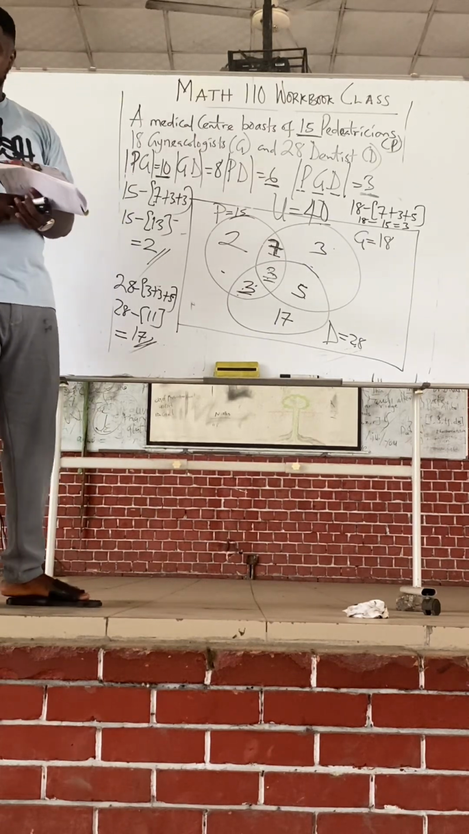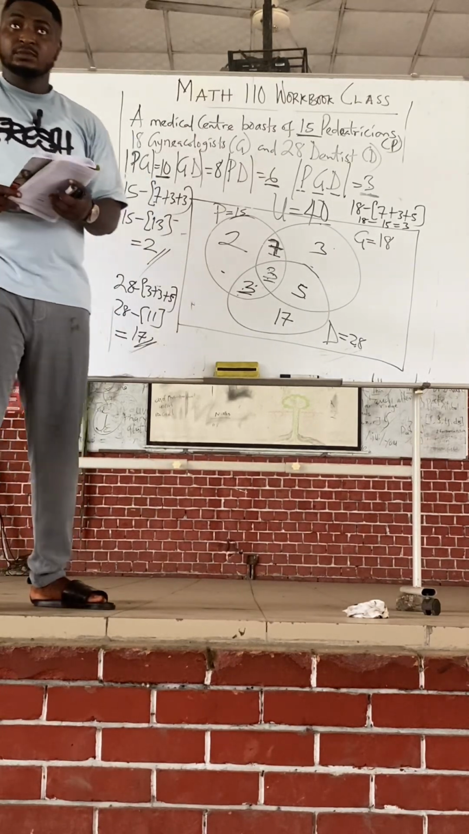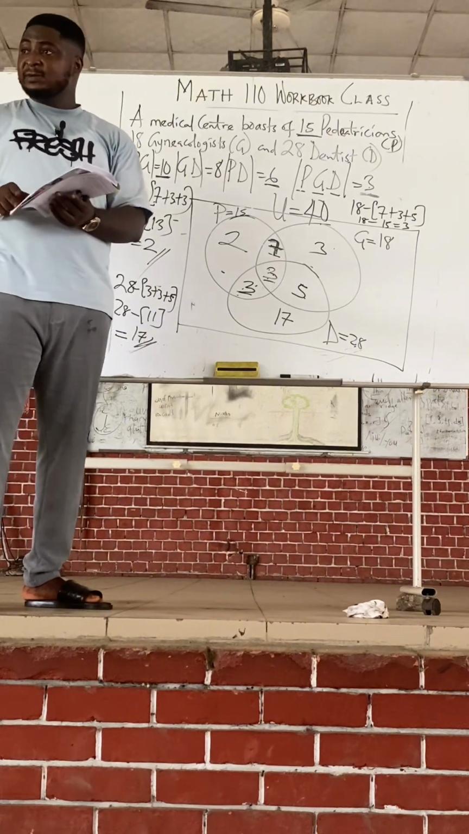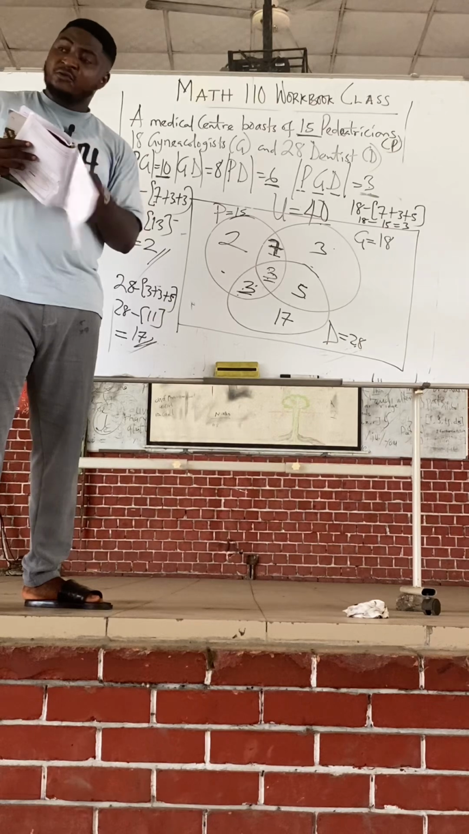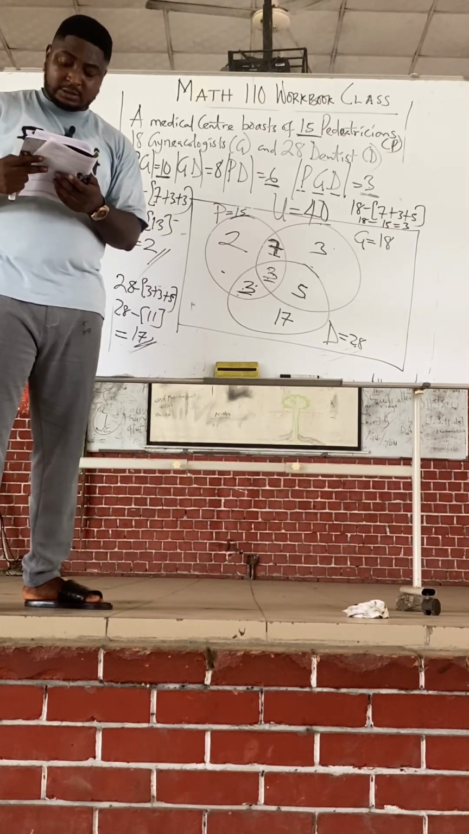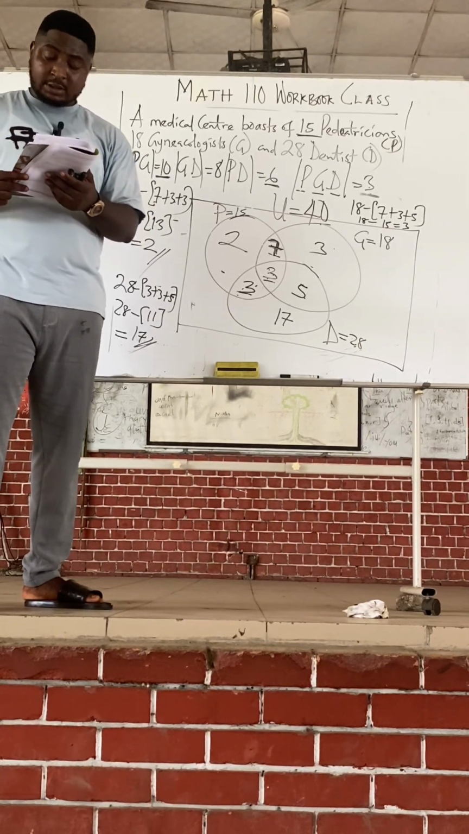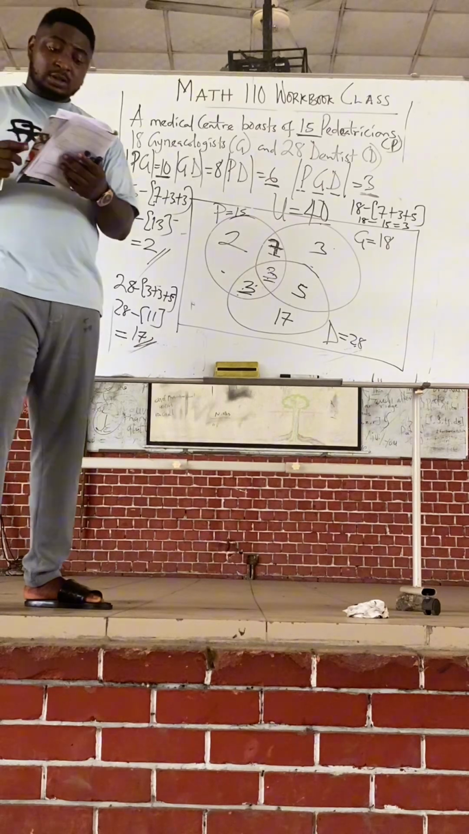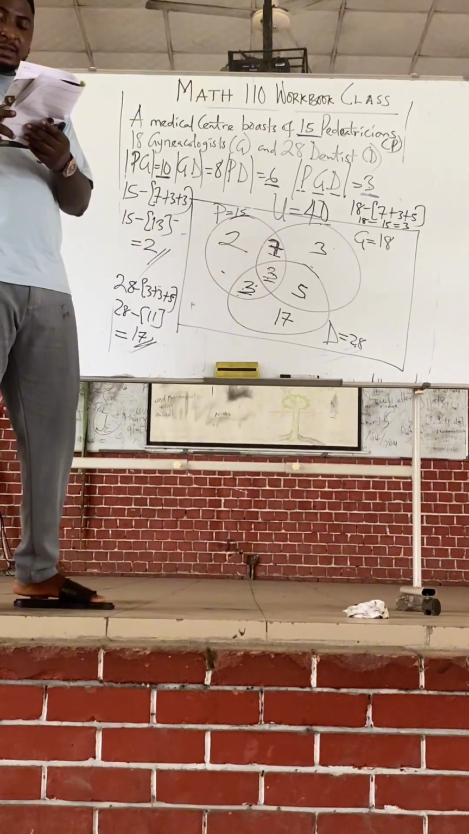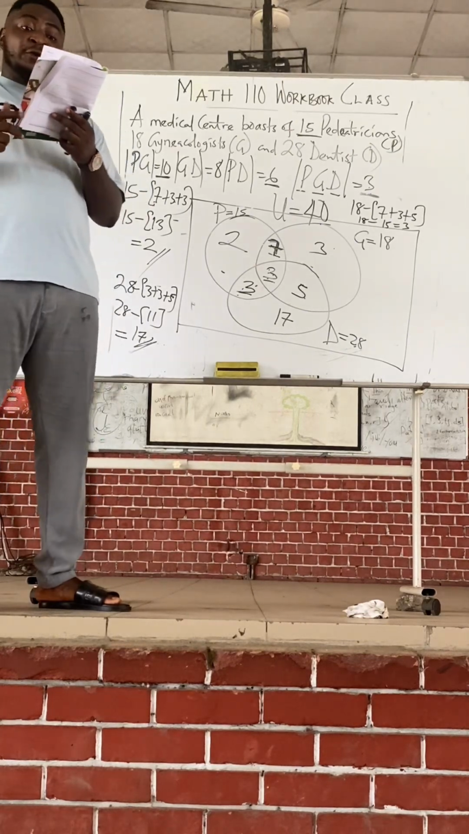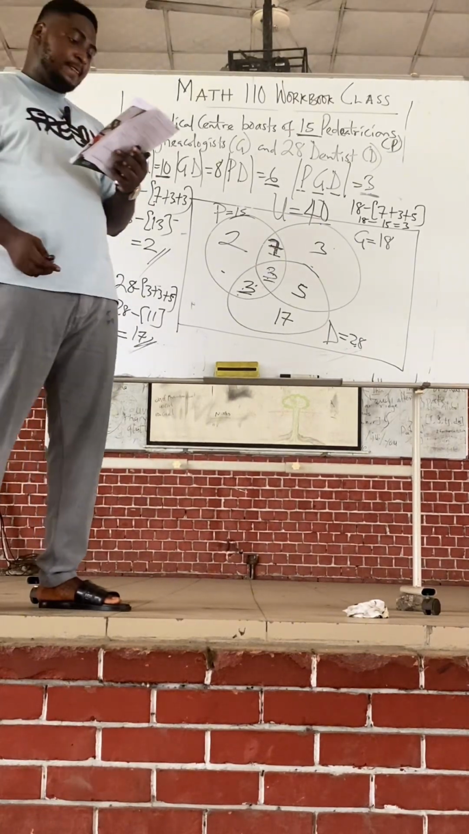What's the next question? Page 14. Number 3B. 3B I and II. Simplify each of the following and write your answers in short form.